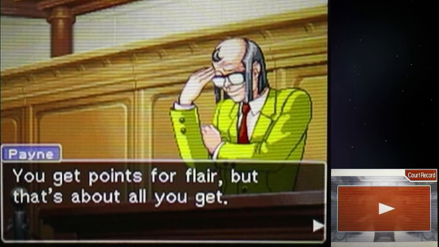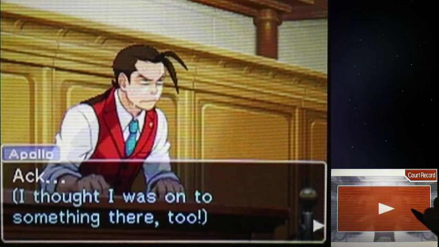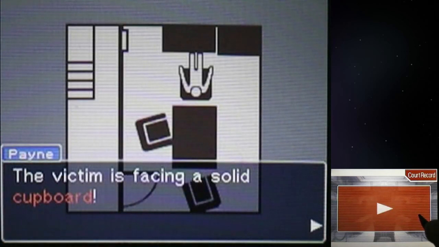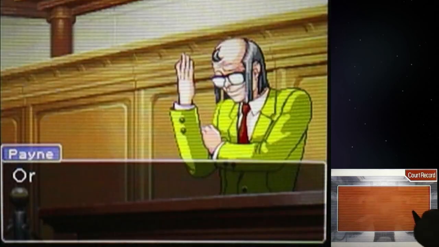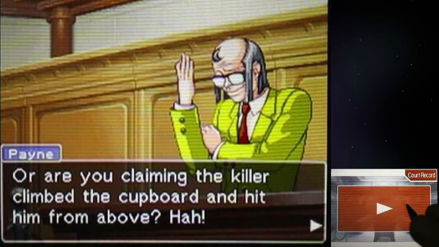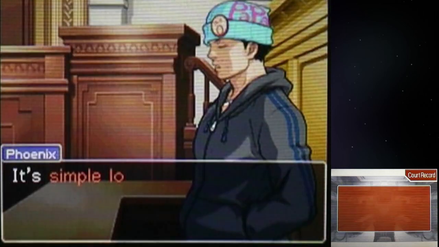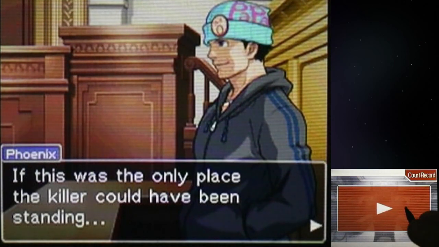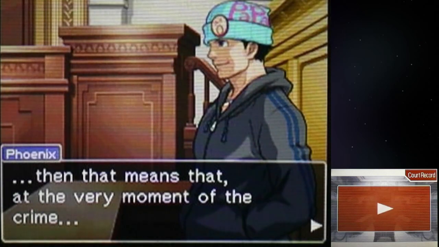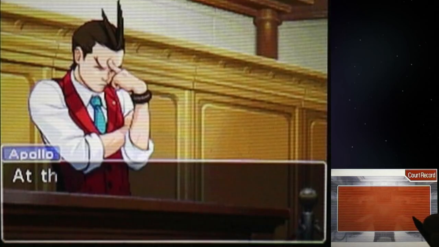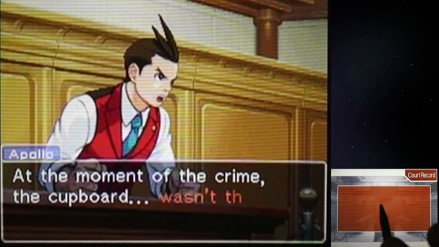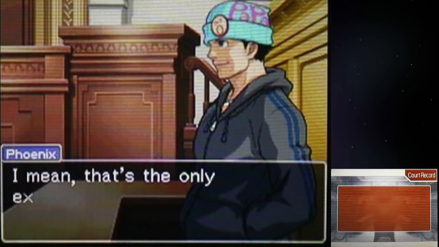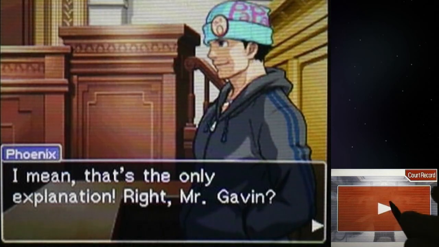You get points for flair, but that's about all you get. Thought I was onto something there too. I hardly need to point out that standing there would be impossible. The victim is facing a solid cupboard. Or are you claiming the killer climbed the cupboard and hit him from above? Ha! It's simple logic, really. If this was the only place the killer could have been standing, then that means that at the very moment of the crime... Wait, I know. At the moment of the crime, the cupboard wasn't there. What's this now? I mean, that's the only explanation, right, Mr. Gavin?